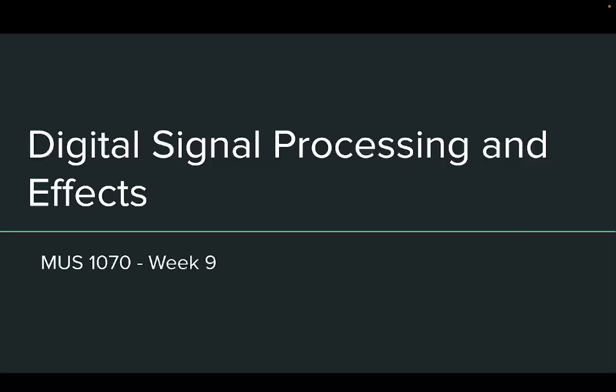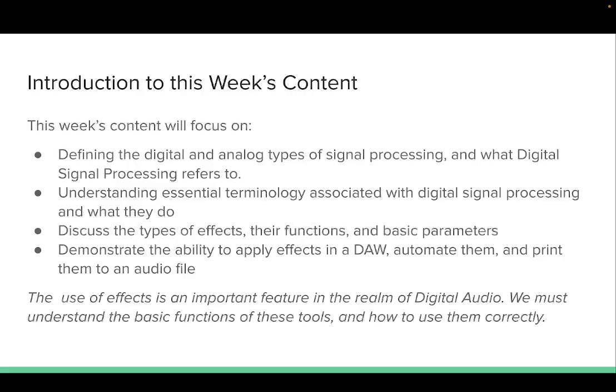This week's content will focus on digital signal processing and effects. This week, we will focus on defining the digital and analog types of signal processing and what DSP, or digital signal processing, refers to. We will talk about essential terminology associated with digital signal processing and what they do, discuss the types of effects, their functions, and basic parameters, and demonstrate the ability to apply effects in a digital audio workstation, automate them, and print them to an audio file.